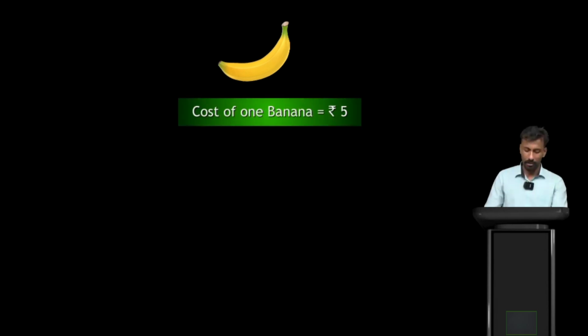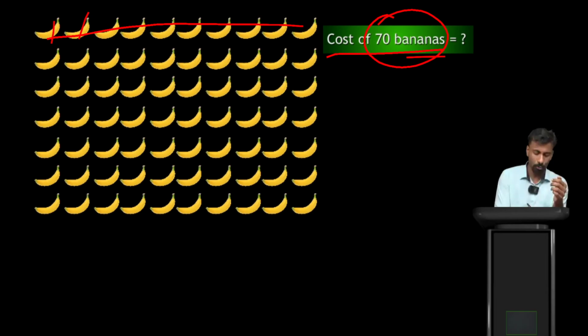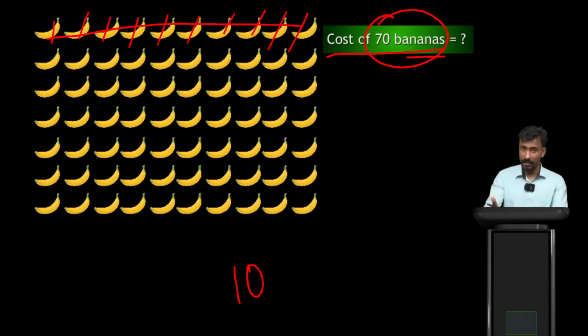Very good, students. Now look, what is this? Yes, that's a banana. The cost of one banana is equal to 5 rupees, Indian currency. Clear? Now, how many bananas are there? It is simply mentioned that there are 70 bananas, but along the row you can see 1, 2, 3, 4, 5, 6, 7, 8, 9 and 10. So along the row 10 bananas are there, and along the column 1, 2, 3, 4, 5, 6 and 7, so multiplied by 7.